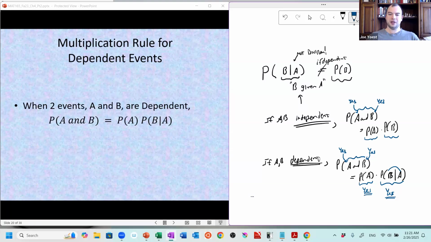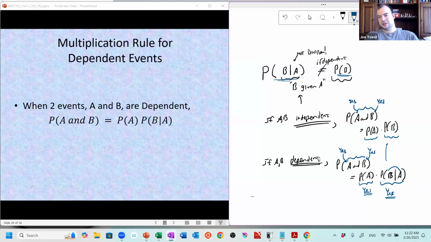Since A and B must both occur for A and B to occur, well, I need A to occur. That's with probability of A. There are no conditions yet. But then I also need B to occur, given that I already know that A has occurred. But A's occurrence affects B's likelihood of occurrence, so I need to be talking about probability of B given A here. And again, remember, if these were independent, probability of B given A is just the same as probability of B, because if they're independent, B doesn't really care what A does.